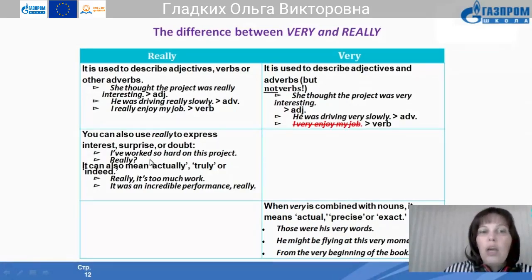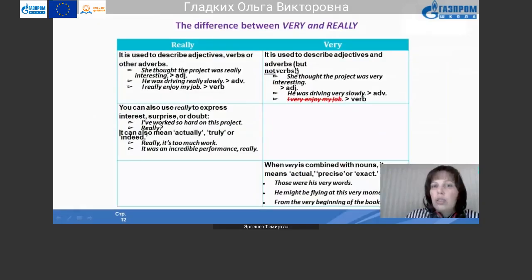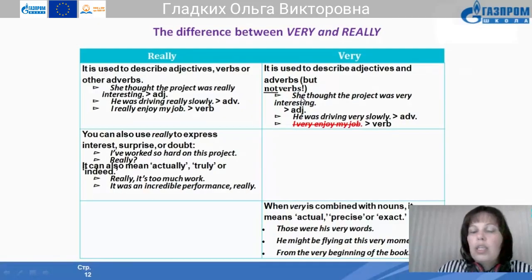Next, really, you can also use really to express interest, surprise, or doubt. For example, I worked so hard on this project. Really? Really isn't too much work. It was an incredible performance. Really? And next, when do we use very? Very is used to describe adjectives and adverbs, not verbs. And such example is, she thought the project was very interesting. He was driving very slowly.